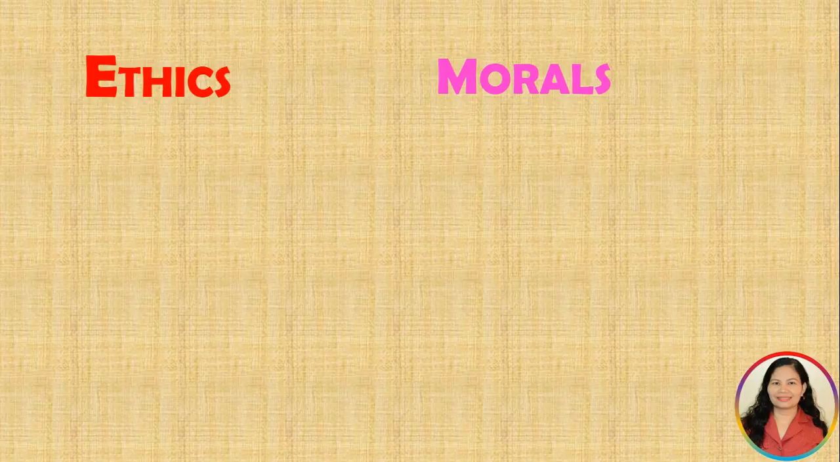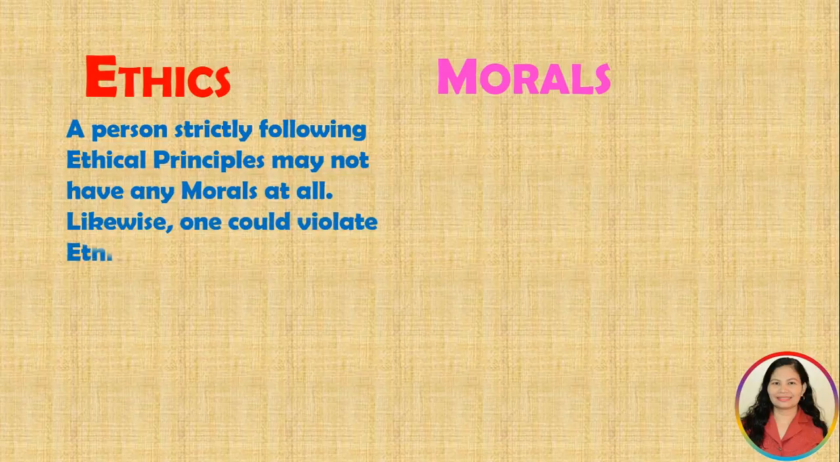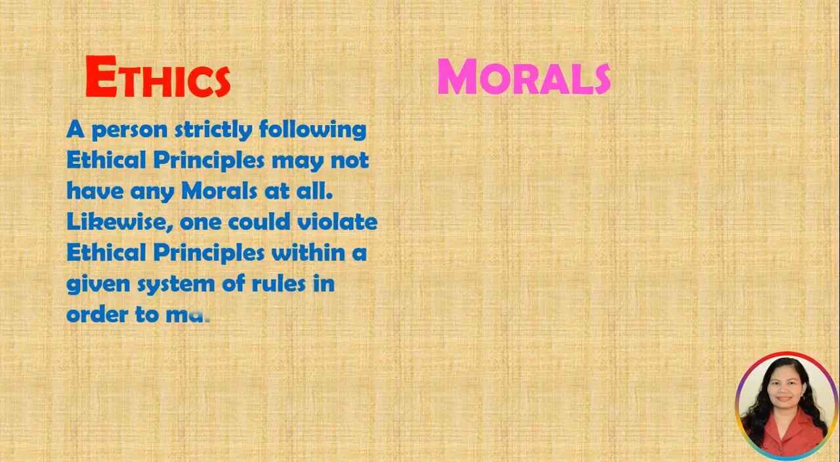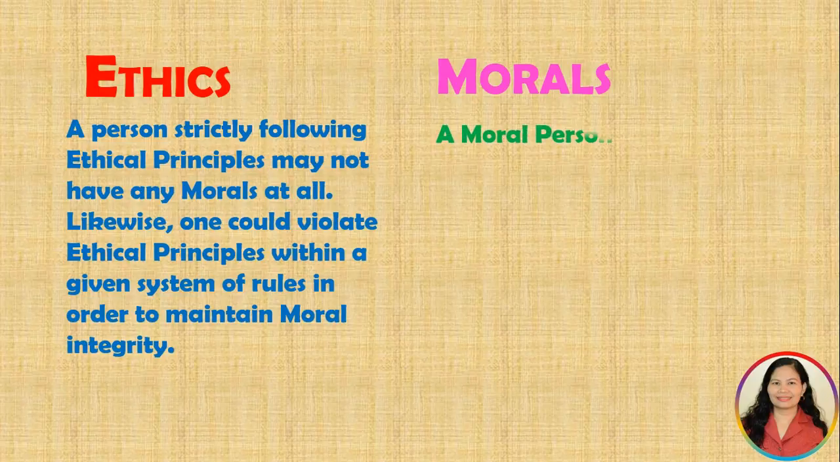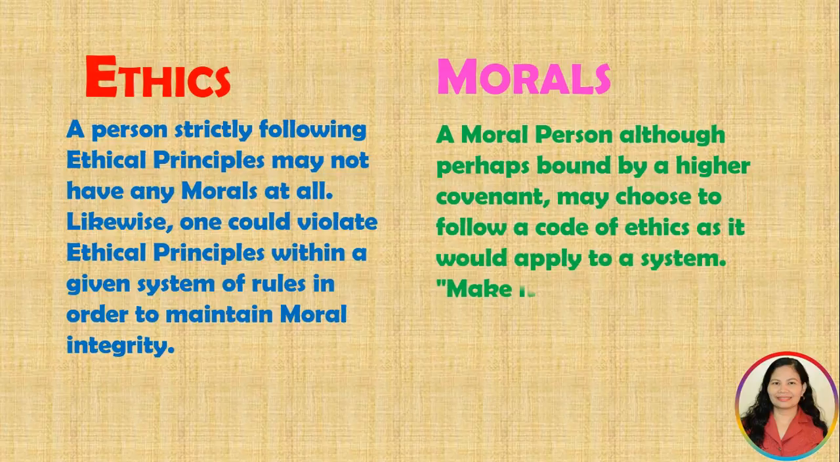What are the gray or blurry areas? In ethics, a person strictly following ethical principles may not have any morals at all. Likewise, one could violate ethical principles within a given system of rules in order to maintain moral integrity. While in morals, a moral person, although perhaps bound by a higher covenant or written agreement, may choose to follow a code of ethics as it would apply to a system, to make it fit.